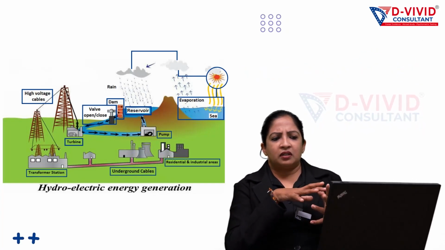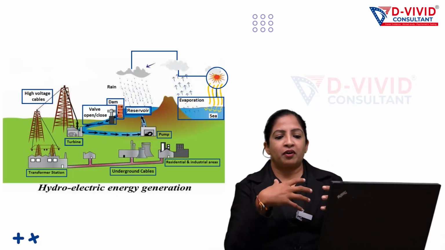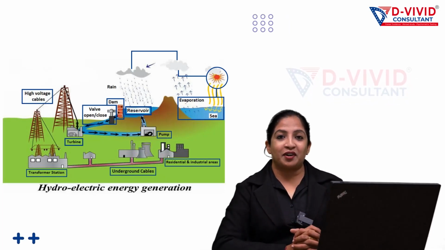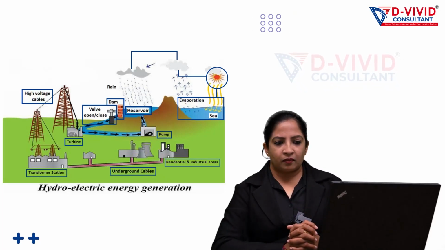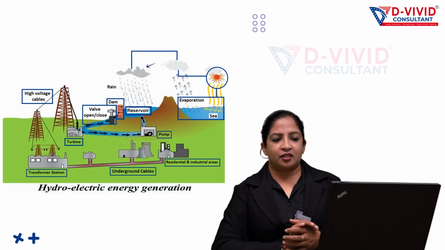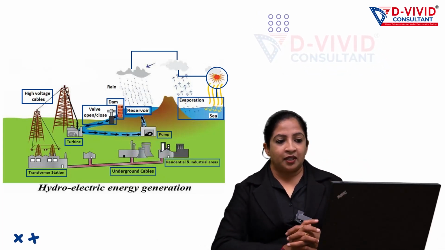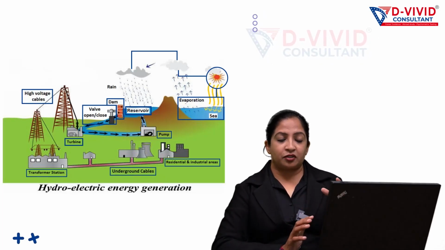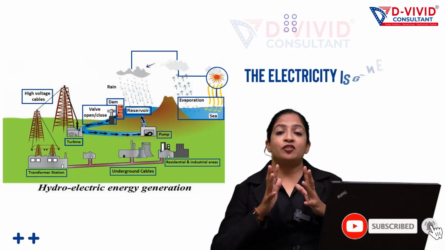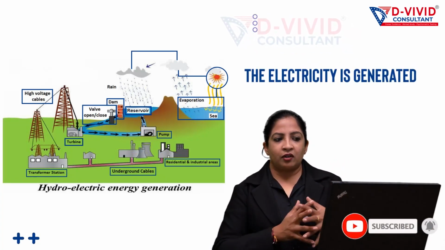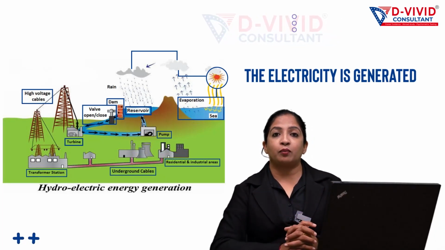Now let us see what kind of words we can use to bring out our vocabulary in front of our examiner. So what exactly is happening? Evaporation is taking place, water is poured down in the form of rain. Then what? Then the valve opens, water gushes through the turbine. Then what happens? The electricity is generated. You cannot just say that electricity is made. It is an appropriate word.